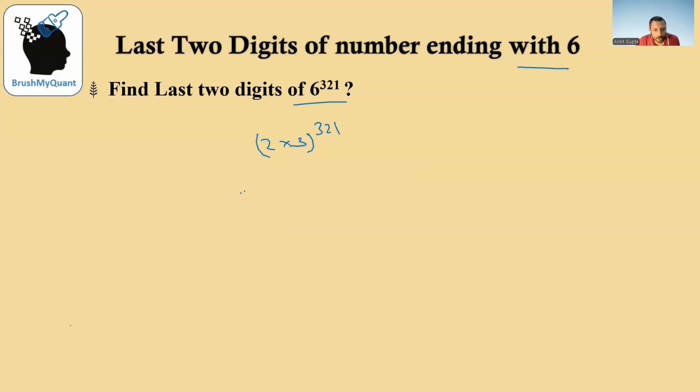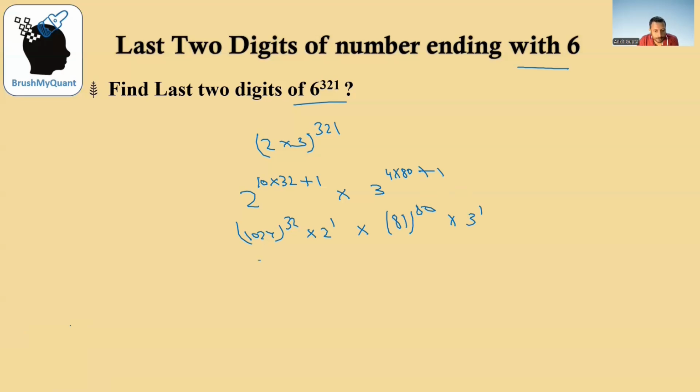Now for 2, we're going to do 2 raised to 10 into 32, which is 320 plus 1. In case of 3, we're going to use the logic that 3 raised to 4 is equal to 81. Once we are able to get to 81, our units digit will be 1, and we'll be able to solve that, right? So we're going to write this as 3 raised to 320, which is equal to 4 into 80 plus 1. So this becomes 2 raised to 10, which is 1024 raised to 32, multiplied by 2 raised to 1, multiplied by 3 raised to 4, which is 81 raised to 80, multiplied by 3 raised to 1.